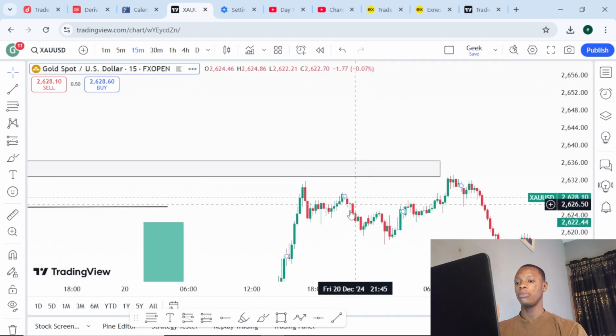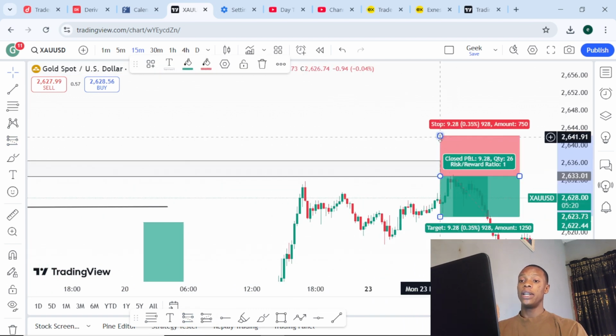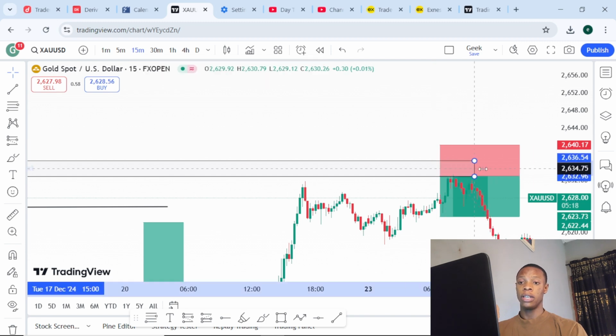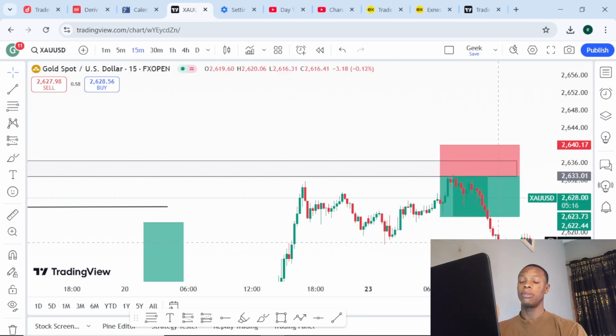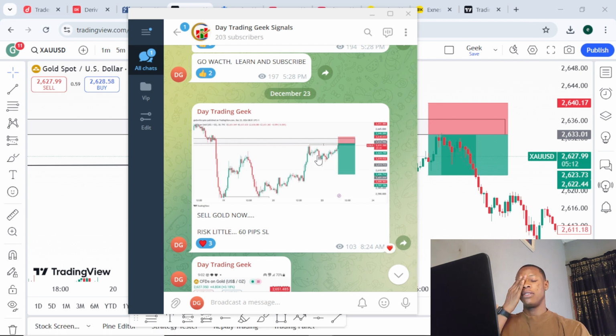So I remember I sent out this very sell signal I took straight to my Telegram. So let's see if what I'm saying is true. Okay, see it for yourself right here. See the signal right here for yourself.